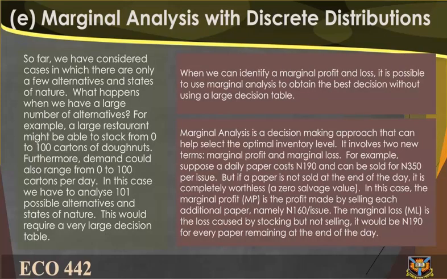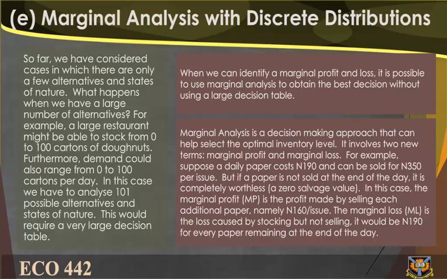E. Marginal analysis with discrete distributions. So far, we have considered cases in which there are only a few alternatives and states of nature. What happens when we have a large number of alternatives? For example, a large restaurant might be able to stock from 0 to 100 cartons of donuts. Furthermore, demand could also range from 0 to 100 cartons per day. In this case, we have to analyze 101 possible alternatives and states of nature. This would require a very large decision table.